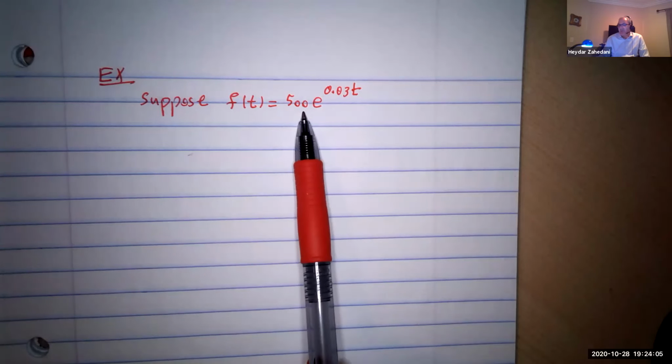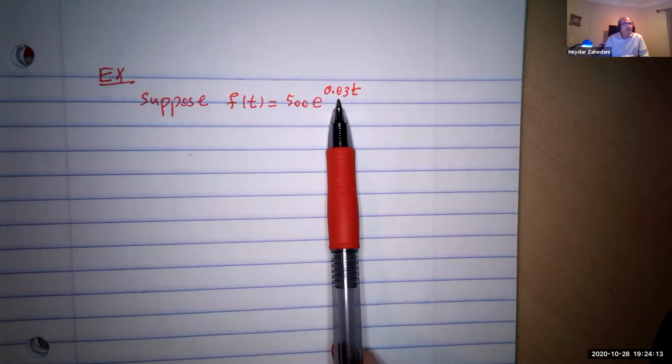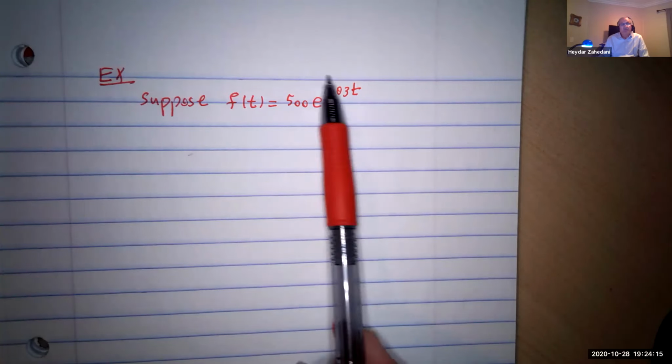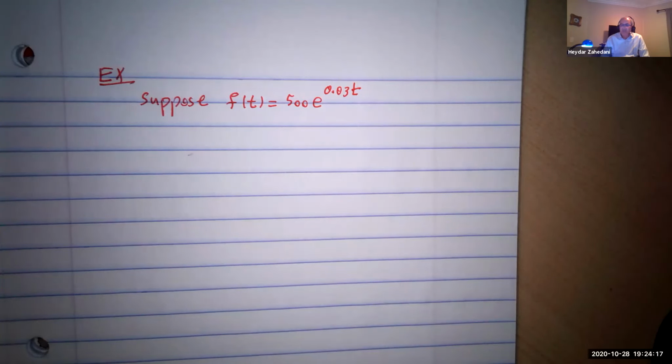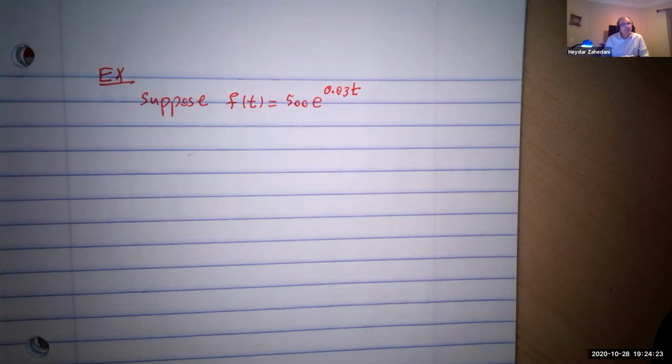Just growth, like the coronavirus, for example. Initially this is going to be the one. The rate of growth is 3%. You want to know what would happen for the next 6 months. So this is the way we're going to do it. This 500 would be called the initial value. The initial value means just at the beginning, when t is equal to 0.